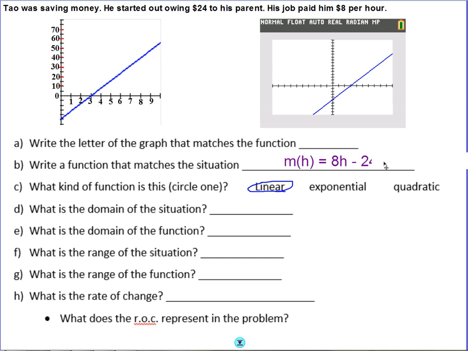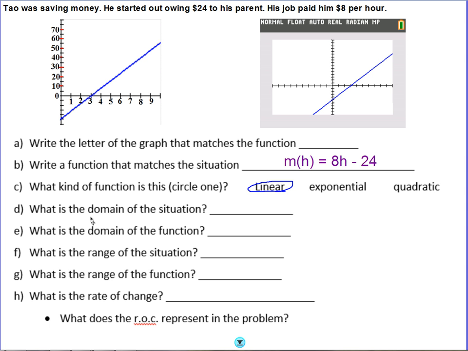So the function for here would be m of h, and you could write f of x if you wanted to. I did money in terms of hours equals 8 times the number of hours minus 24. So this time you had to write a function, and in the activity we do in class, there'll be an exponential one that you'll have to write the function for as well.